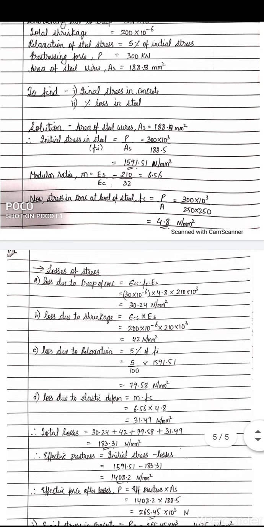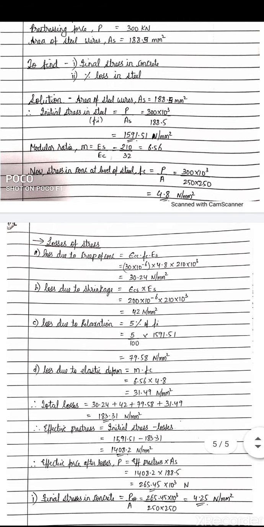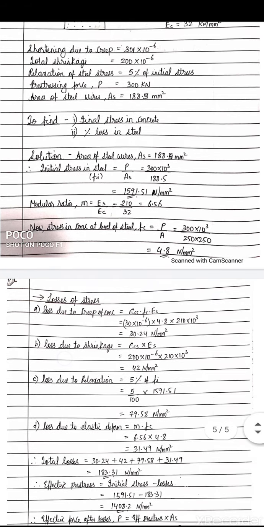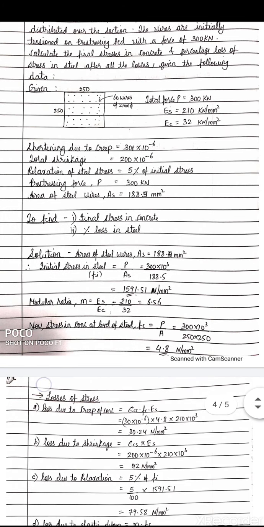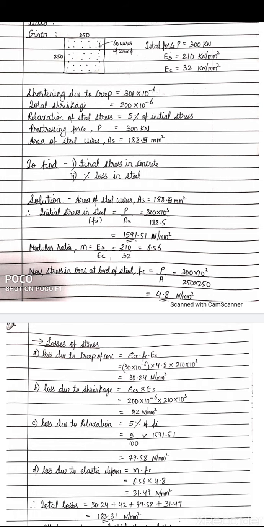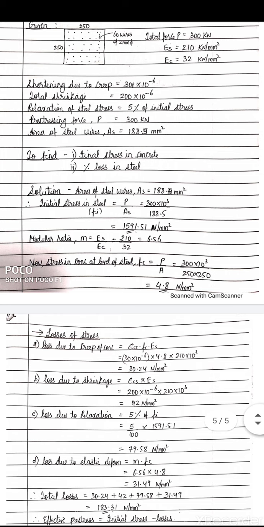Okay, so now we can actually find out the various losses. First we'll start with loss due to creep of concrete. Loss due to creep of concrete is given by epsilon cc into Fc into Es. Shortening due to creep is given in the question, so that's the reason we have used this formula. We have two formulas basically to find out loss due to creep. One is phi into m into Fc, the other one is epsilon cc into Fc into Es. I told you we have to use the formula as per the given data. So we have used this formula and we got the value as 30.24.